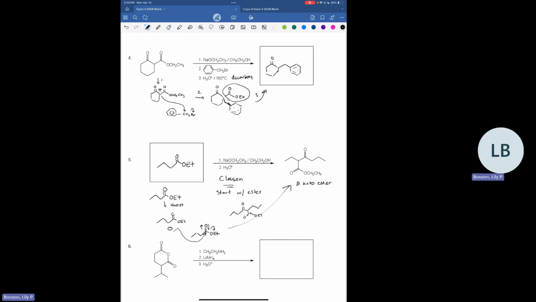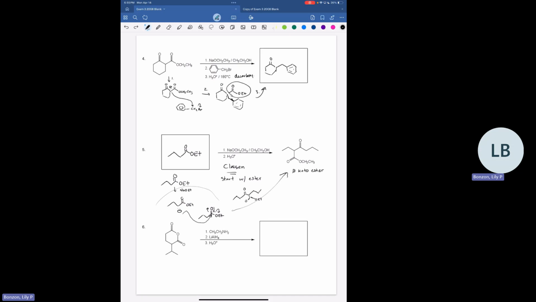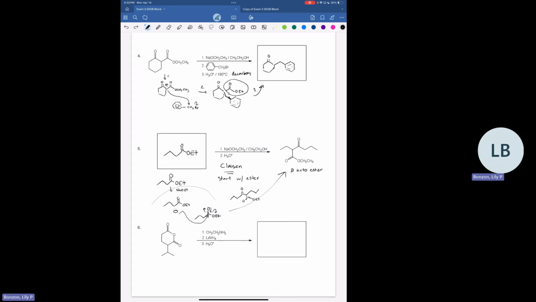It doesn't do this part where it attacks itself. It kind of does stuff at the end to, I'm going to be real, I don't remember the mechanism right now. And again, it's not going to be on exam 3, but for your final.